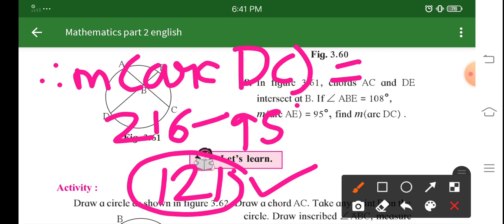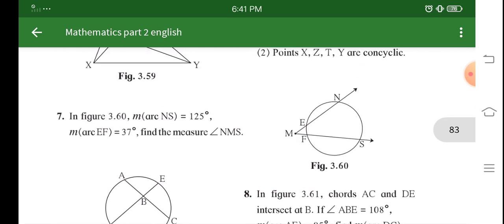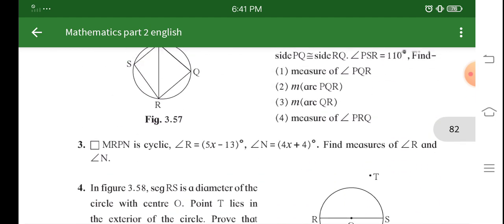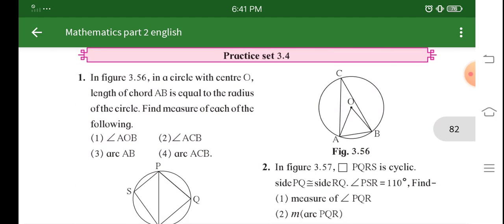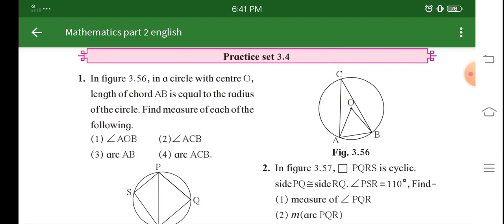Even we have completed our part 2, that is practice set, part 2 of practice set 3.4. I think now you are able to understand this exercise, so solve it. If you have any doubt, please comment it out.